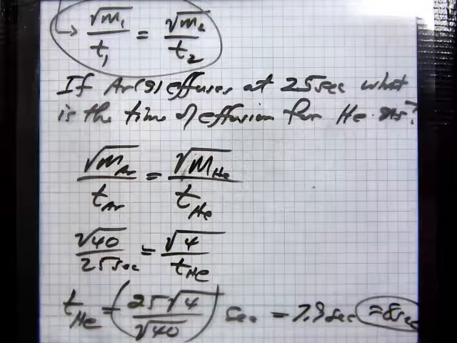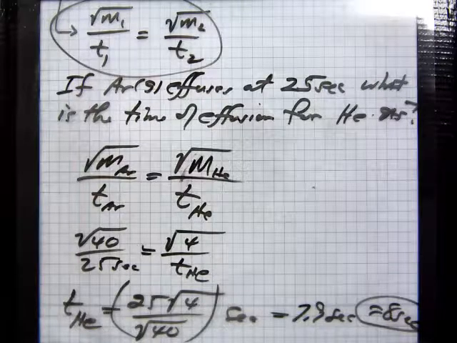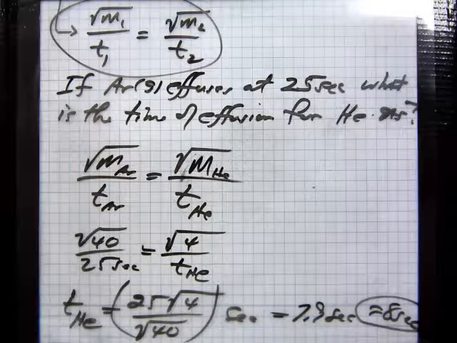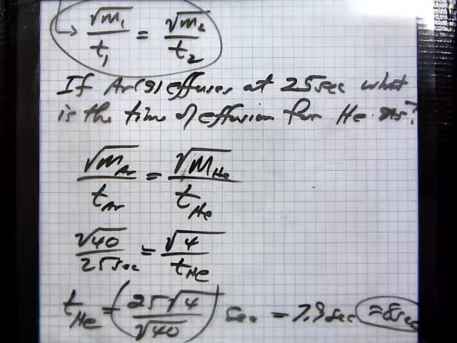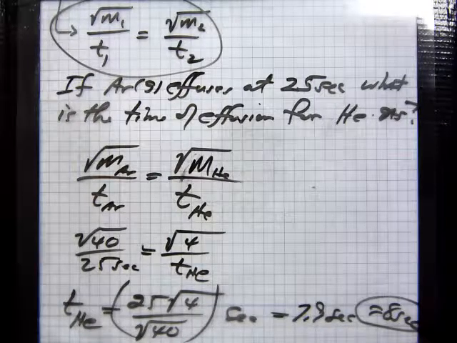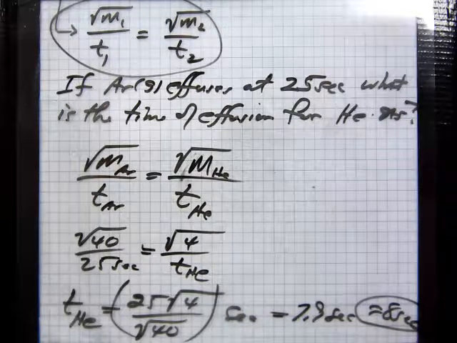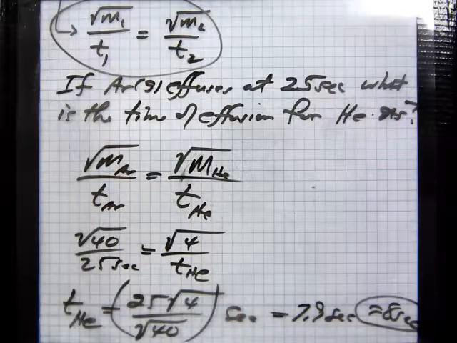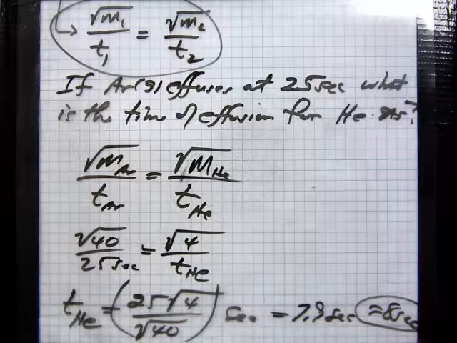Does that make sense relative to the mass of the particle? Well, it should, because argon being 40 atomic mass units against 4 atomic mass units for helium, helium would scoot out a lot faster and in less time. That's the bottom line.